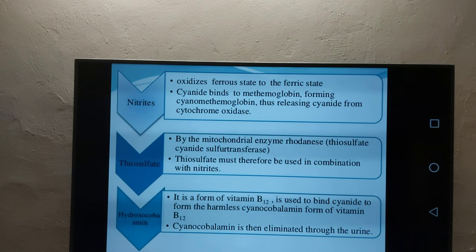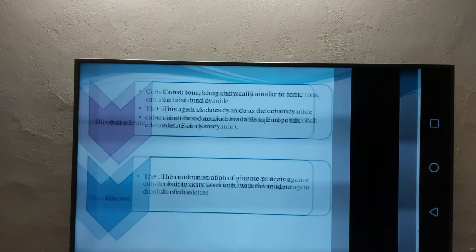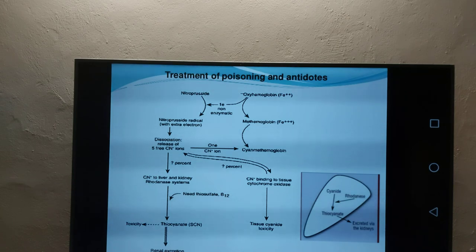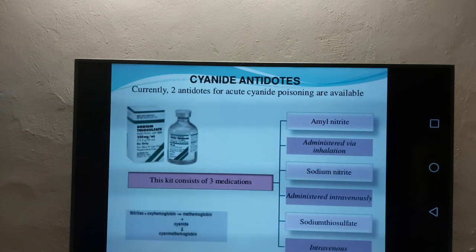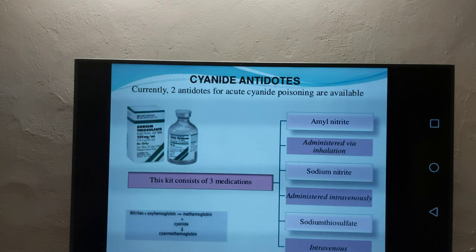Thiosulfate acts at the mitochondrial level. Dicobalt edetate can be given if it is available. Glucose for supporting. The treatment algorithm, cyanide antidote: amyl nitrite administered via inhalation, sodium nitrite administered intravenously, sodium thiosulfate also intravenous.